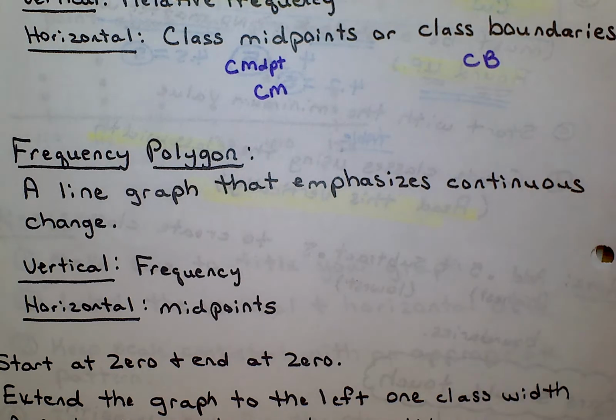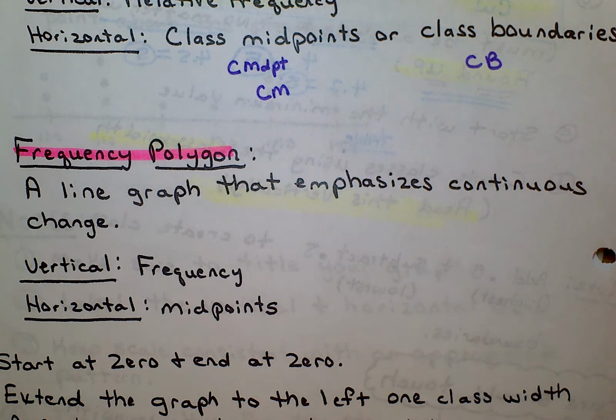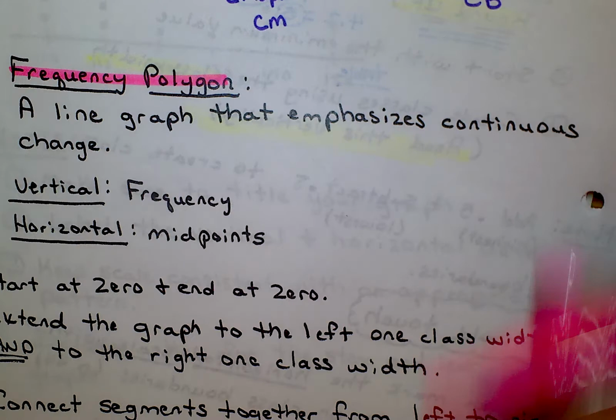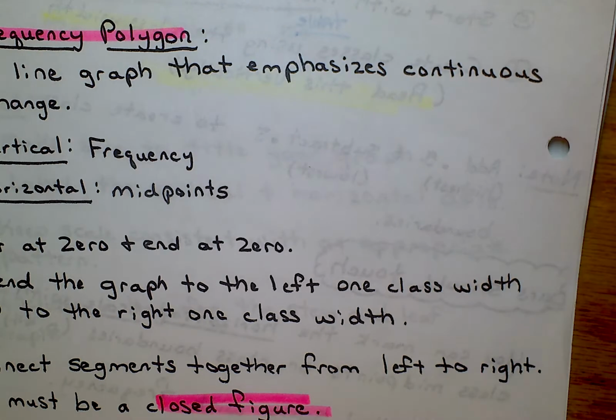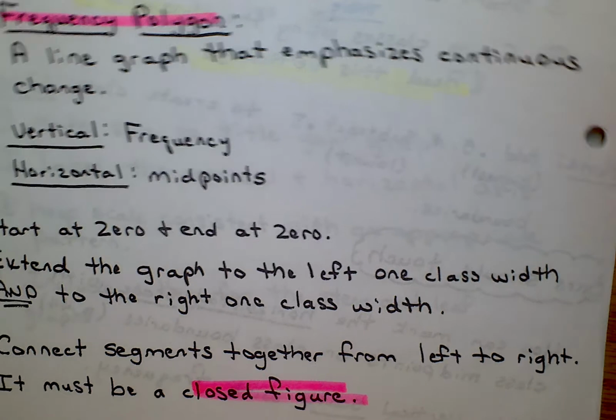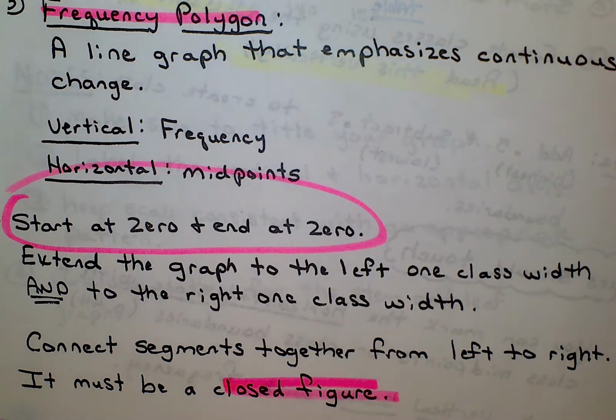So the frequency polygon. With the frequency polygon, remember that that needs to be closed. Remember that that figure needs to be closed. Remember that you're going to connect the segments from left to right. So you're going to have to start at 0 and end at 0.